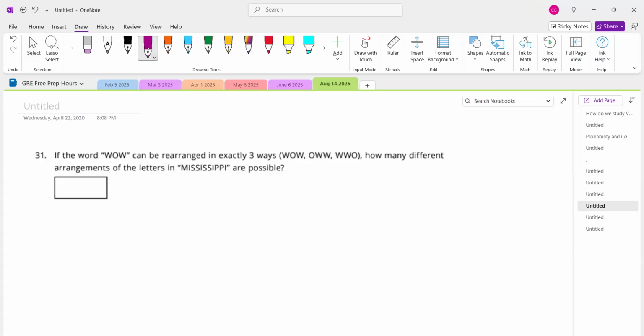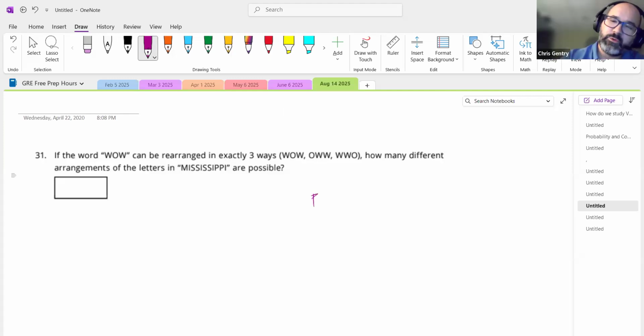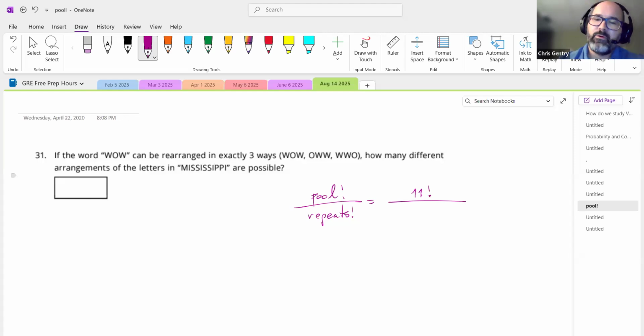Okay. Is this one more like pool over chosen, not chosen, or is this pool over repeats? Am I excluding some of these letters or am I just shuffling them? Shuffling, so it will be repeats. So we use the pool factorial over repeats factorial phrasing. I have 11 total letters. I have one M. I have 4 I's. I have 4 S's. And I have 2 P's. And that's the fraction I use.